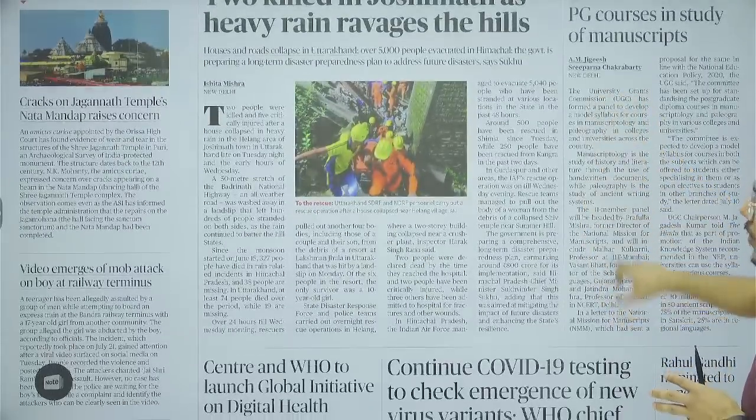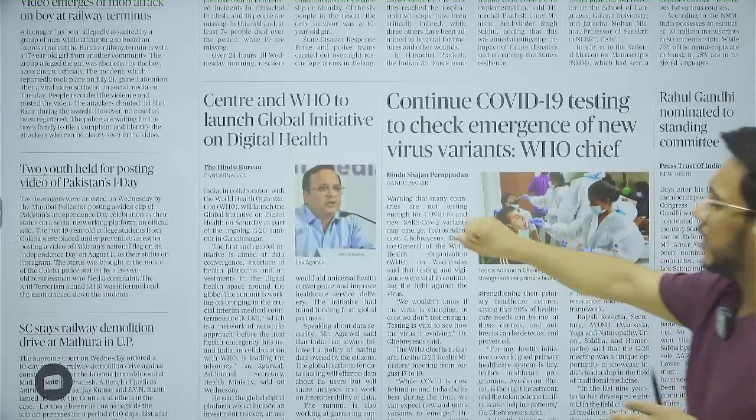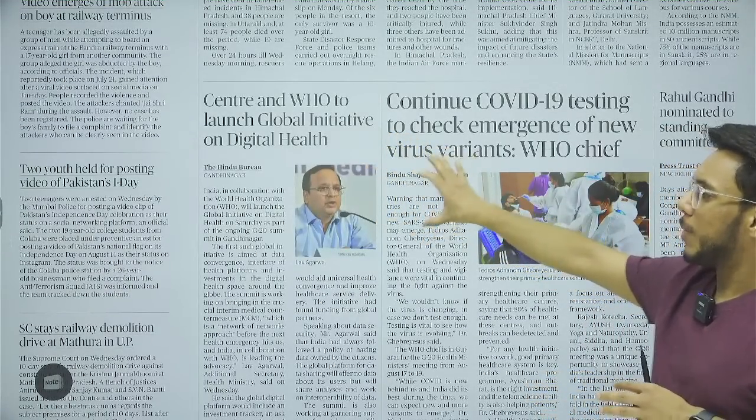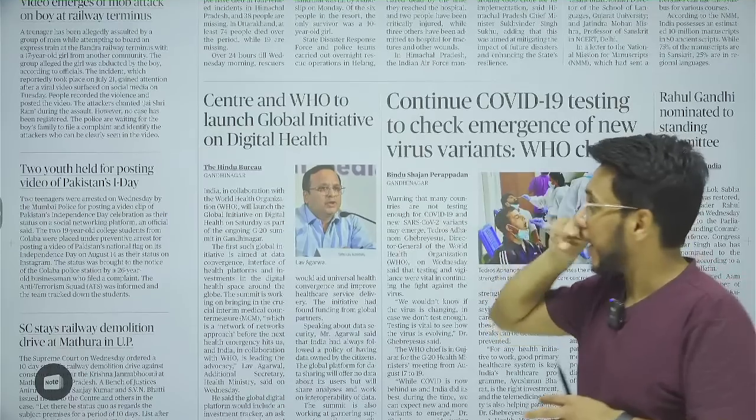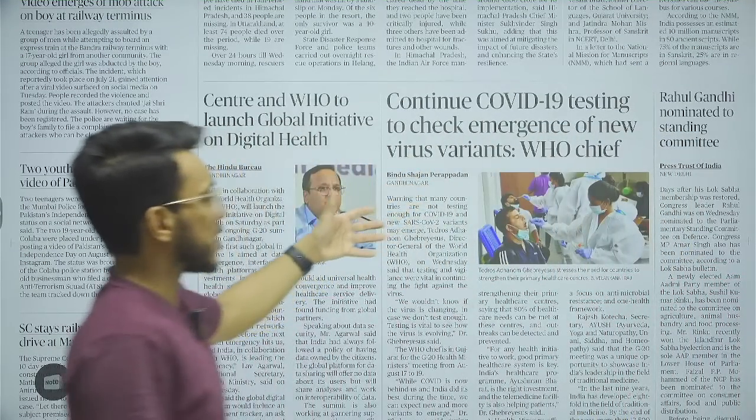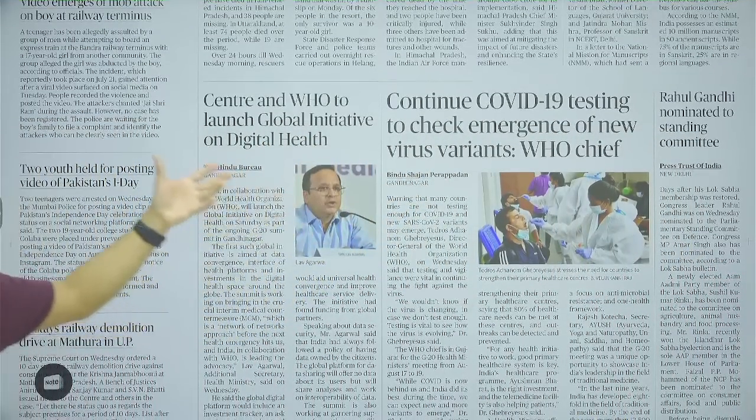two killed in Joshimath due to heavy rain. Here we have an article: Center and WHO to launch global initiative on digital health. We'll take this particular article. Continue COVID-19 testing to check emergence of new virus variants, WHO chief.